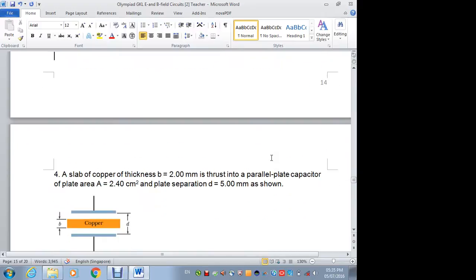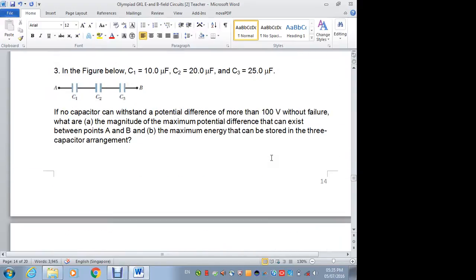Okay. Now, let's look at this one. In the figure below, C1 is 10 microfarad, C2 20 microfarad, C3 25. This one looks much neater, but I don't know whether the question is difficult. If no capacitor can withstand a PD of more than 100 volt without failure, what is the magnitude of the maximum PD that can exist between points A and B? And B, the maximum energy that can be stored in the 3 capacitor arrangement, right?